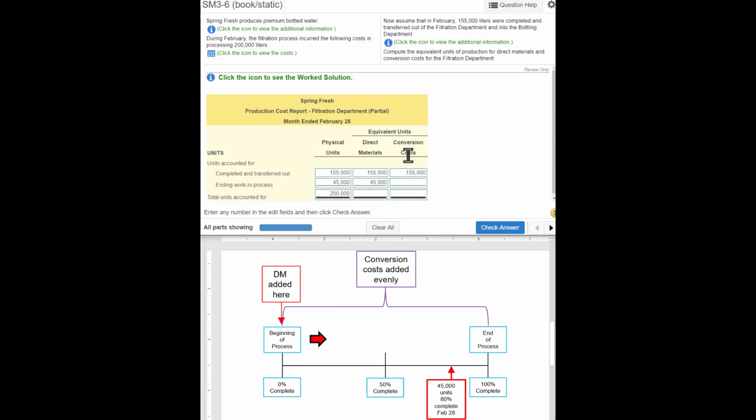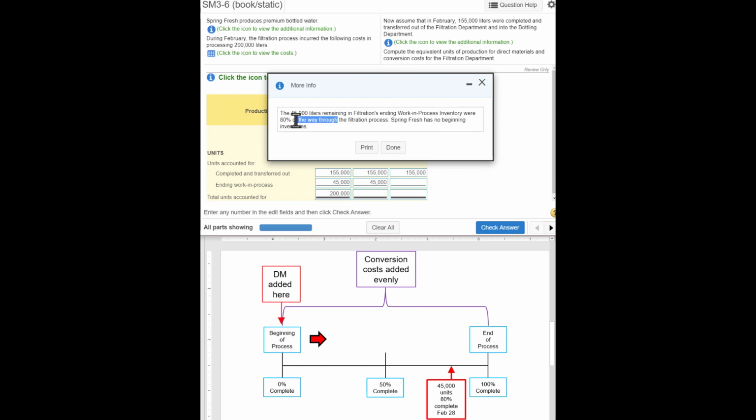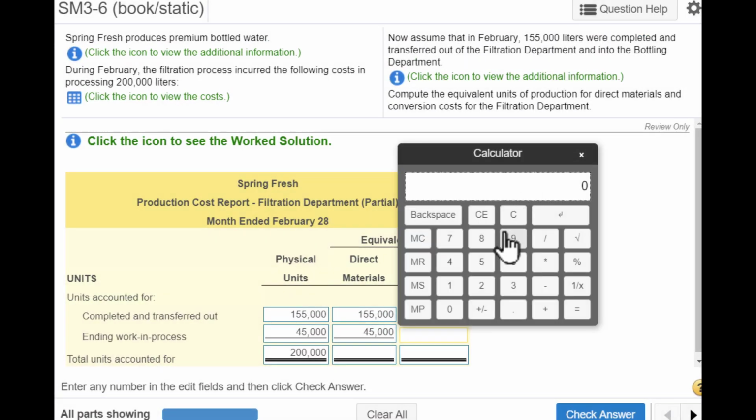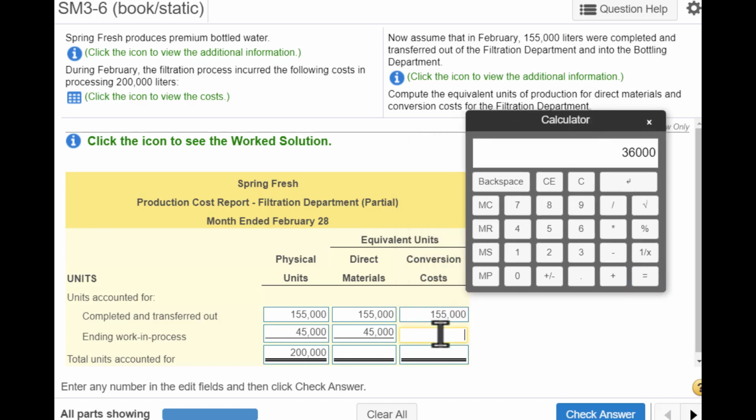Now let's talk about conversion costs. It's said that the conversion costs were 80% of the way through the filtration process. So these 45,000 units are 80% of the way. That means they have had 80% of the conversion costs added to them. So the equivalent units of production, we're going to take 45,000 times 0.80, however you want to do it. That's the same as saying 36,000 complete liters had conversion costs added to them.